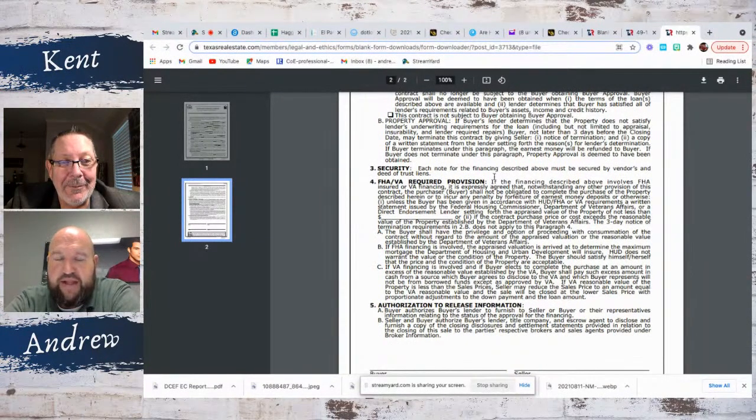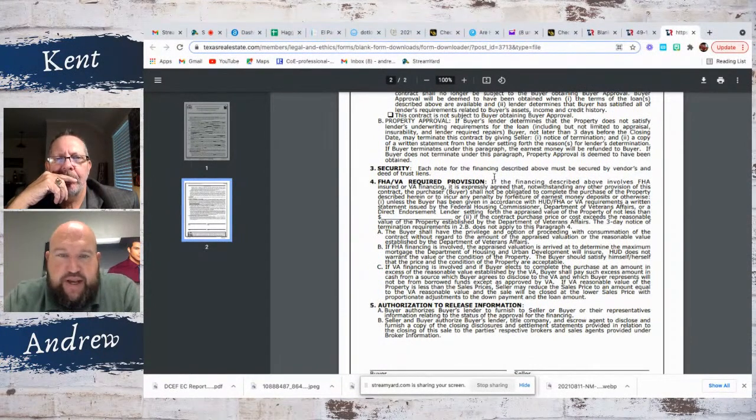No, absolutely. And it's one of those, I mean, these contracts are written to where there's a lot of reasons to be able to get out of them. So, right. I mean, make sure you never tell your client this is an ironclad contract and you're guaranteed anything. Security, each note for the financing described above must be secured by vendors and deed of trust liens. FHA required revision. Now, again, this is FHA and VA only. So if you've got a conventional loan and you put a number here on paragraph 4, it means nothing.